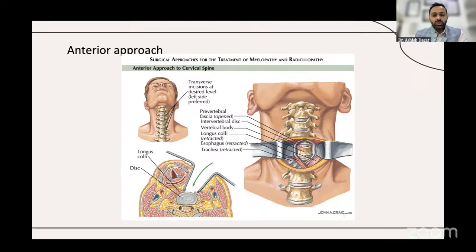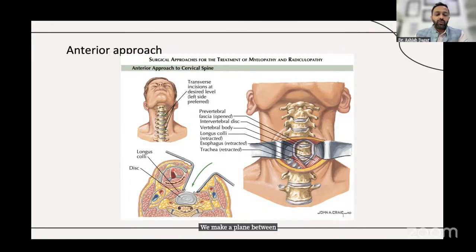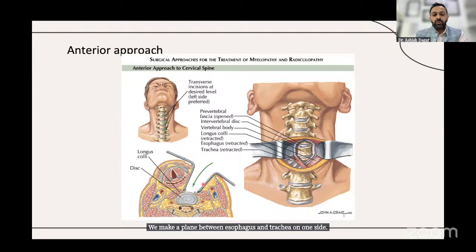These look and seem pretty difficult surgeries, but quite frankly, these are very easily done surgeries, highly minimally invasive. Blood loss is hardly 5 to 10 ml during such types of surgeries. We make a plane between the esophagus and trachea on one side, and the carotid artery and vagus nerve on the other side, and we go up to the spine and we do the work.